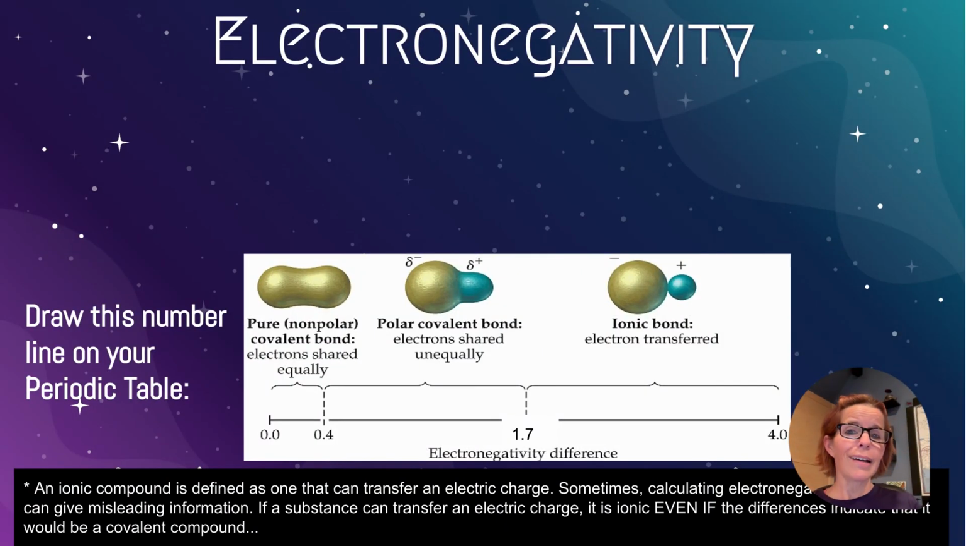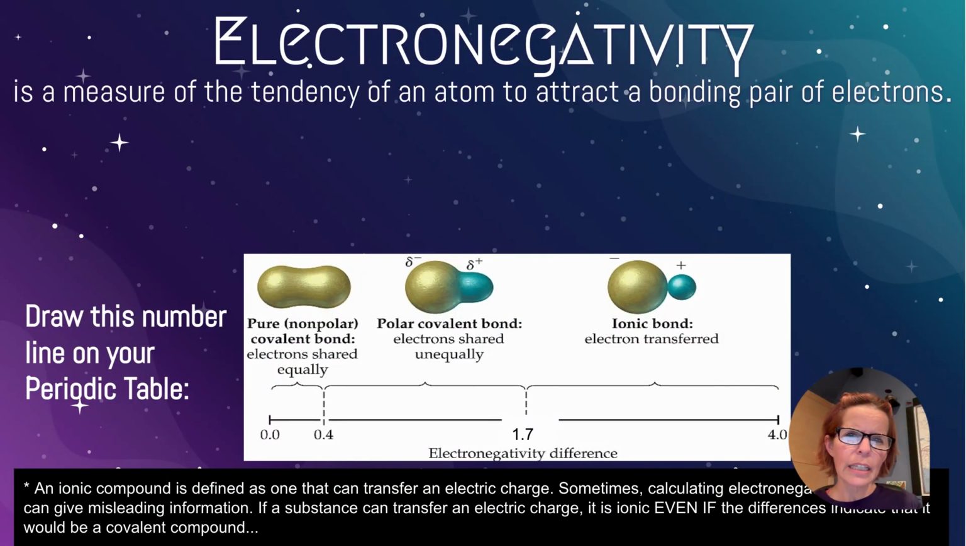Okay, so let's start with electronegativity. You can kind of guess what that word means. So I would recommend that you write down the definition. It says electronegativity is a measure of the tendency of an atom to attract a bonding pair of electrons. If I were going to put this in words that maybe make more sense for my students, I might say electronegativity is how strong an atom is. An atom that is really strong will pull electrons toward it, and an atom that maybe isn't as electronegative, isn't as strong, won't be able to hold on to the electrons with quite as much force.